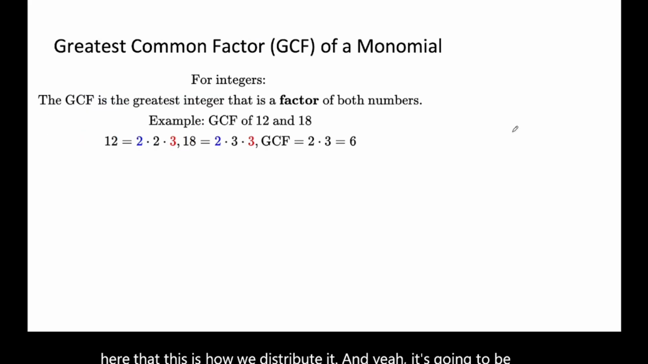Now let's talk about the greatest common factor of a monomial. For integers, the GCF is the greatest integer that is a factor of both numbers.